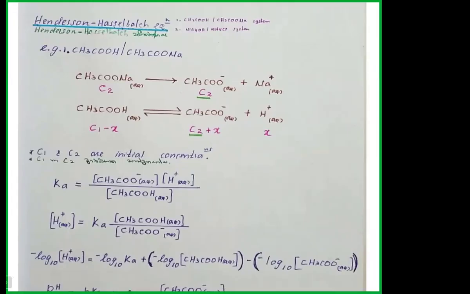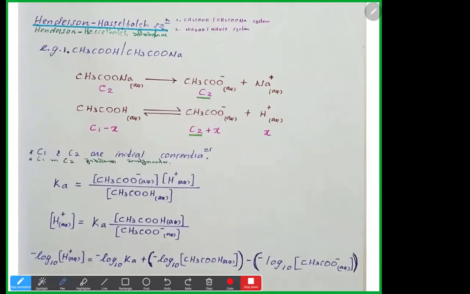Here I have taken the same example. Sodium acetate dissociates into acetate and sodium. Acetic acid dissociates into acetate and H plus. There are 2 conclusions in this Henderson-Hasselbalch equation. One is that this acid dissociation is very weak, so C1 minus X equals C1. Once the dissociation occurs, at equilibrium the acid amount is equal to the initial acid concentration.